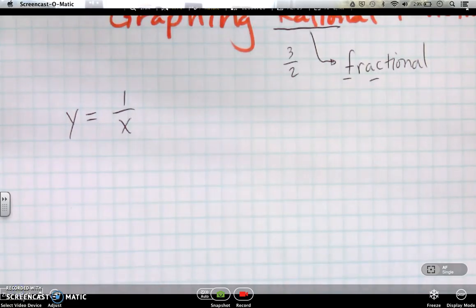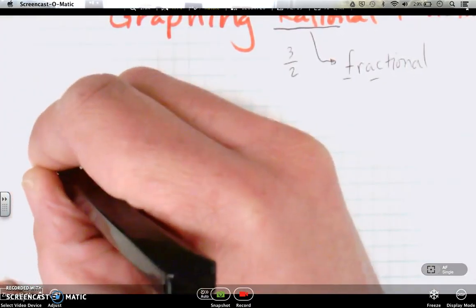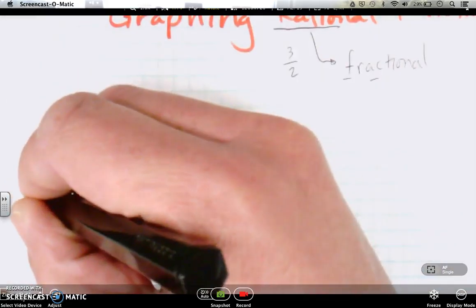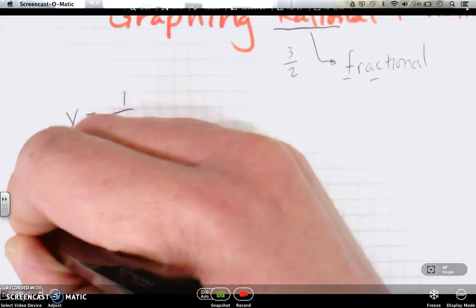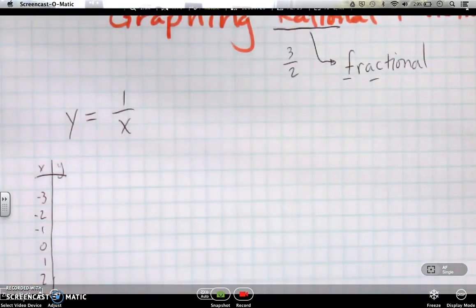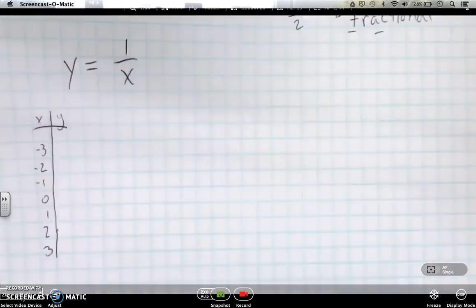Anytime we graph something that we're not too familiar with, what you want to do is make a table of values. For basic equations, a table of values works great. If we were going to make a table of values here, we should try some negatives and some positives. This is pretty straightforward because we can't get a much easier rational equation. There's just a 1 and an x, that's it.